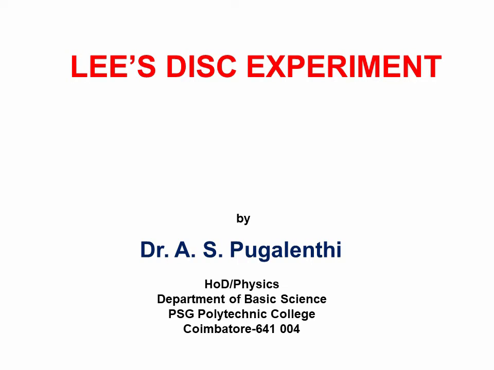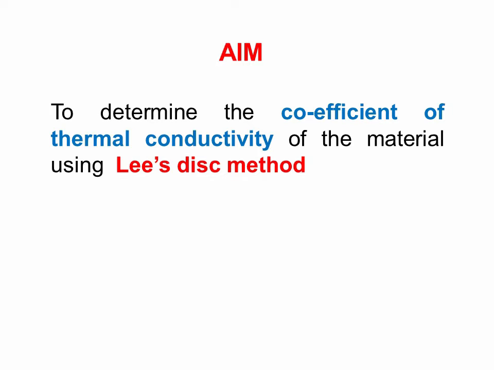Hi friends, in this video we are going to learn how to determine the coefficient of thermal conductivity of a given bad conducting material using Lee's disk experiment. What is the aim of this experiment? To determine the coefficient of thermal conductivity of the material using Lee's disk method. The material should be a bad conductor.